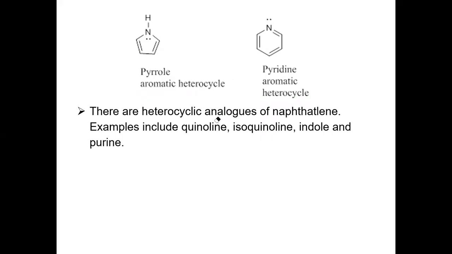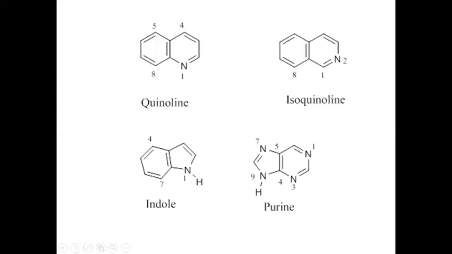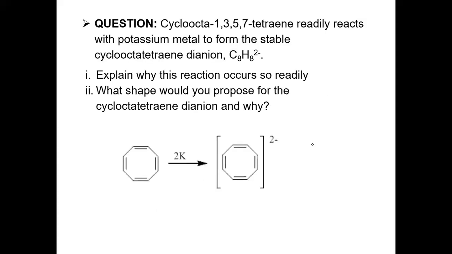Now, there are heterocyclic analogs of naphthalene, right? That is, we have a double ring, because naphthalene is 2 benzene rings fused together. Now, there are heterocycles which are also 2 rings fused together, which are like naphthalene, so they might exhibit some aromatic properties. So, for example, we have quinoline, isoquinoline, indole, and purine. So we can take note of these examples and at least one of the structures.